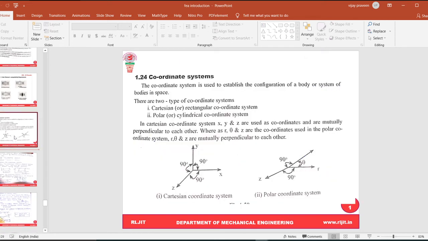Cartesian means we are going to represent the position of the continuum with respect to x, y, z. Polar means we are going to express the position of the continuum with respect to r, theta, z.